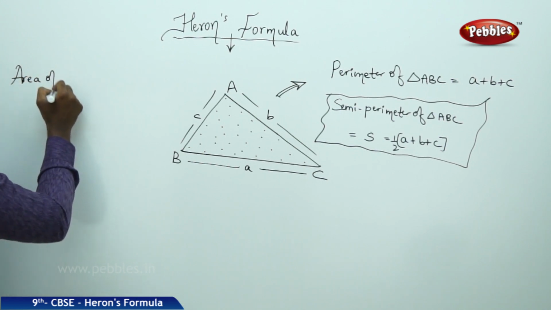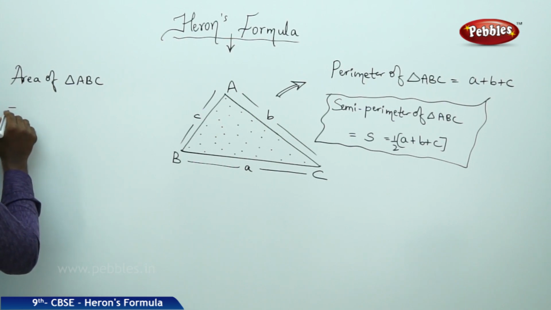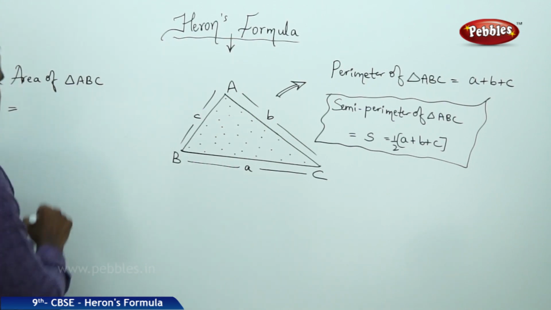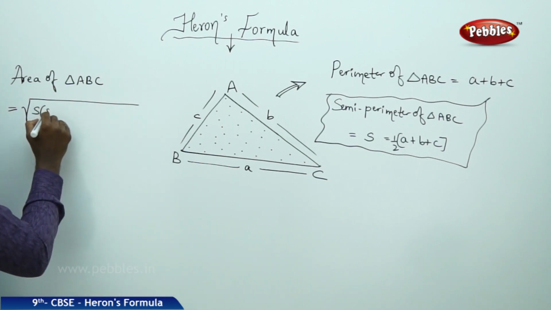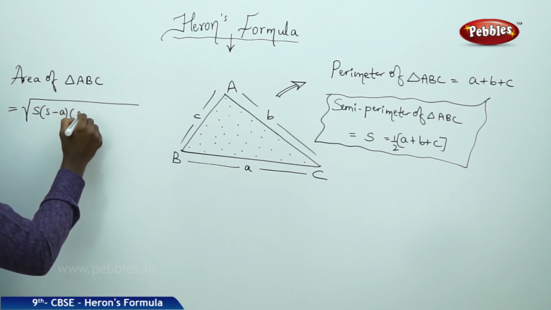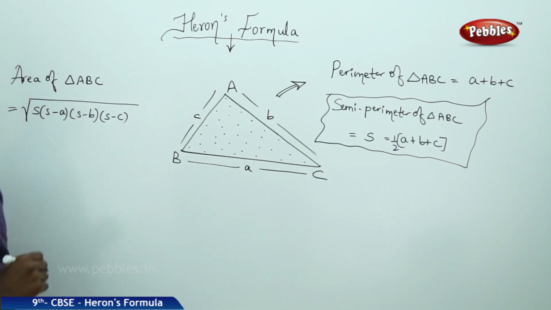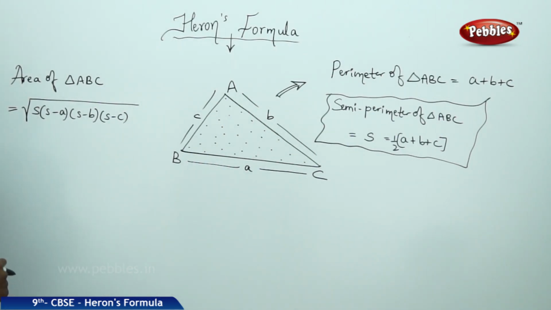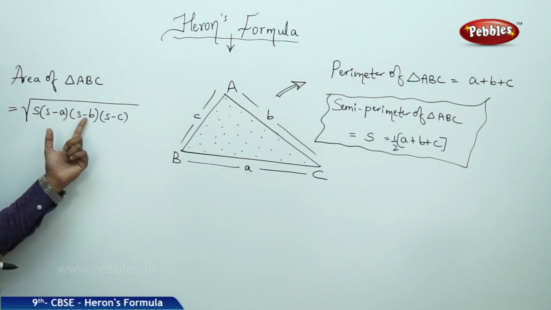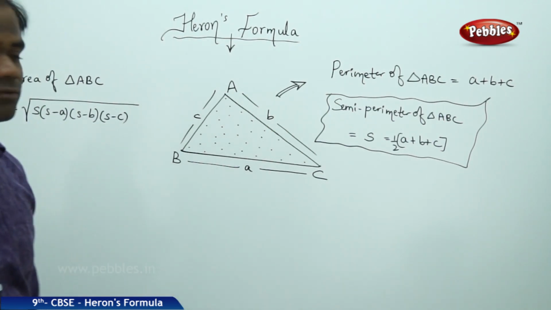So the area of triangle ABC by using Heron's formula is given by the root of s into s minus a, s minus b, s minus c. That's how we get Heron's formula. Root of s times s minus a, s minus b, s minus c. Heron's formula.